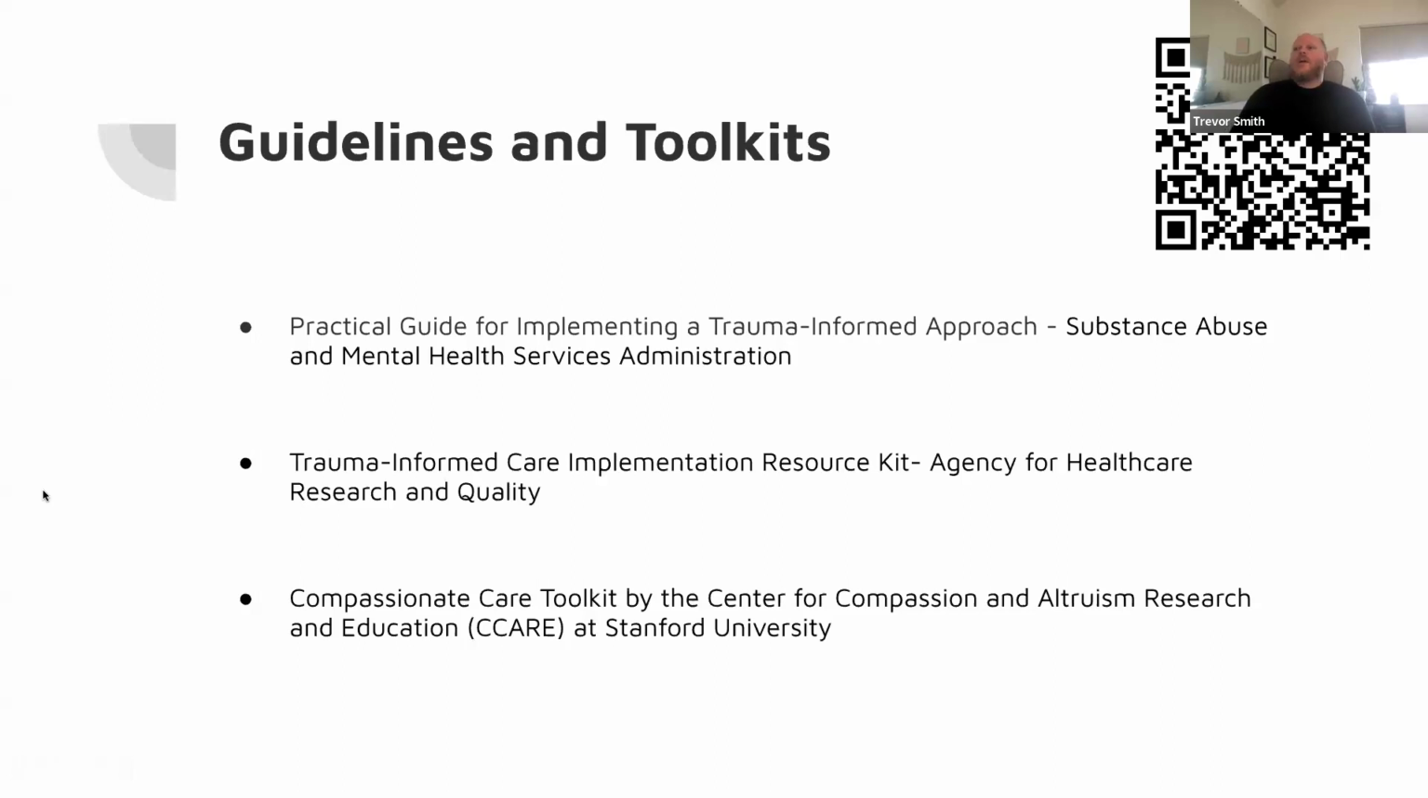Okay, so I have a few guidelines and some toolkits. There is a QR code here that will take you to a page with some links. The practical guide for implementing a trauma-informed approach is from the Substance Abuse and Mental Health Services Administration. And then there's the Trauma-Informed Care Implementation Resource Kit, from the Agency for Healthcare Research and Quality. The Compassionate Care Toolkit is by the Center for Compassion and Altruism Research and Education at Stanford University.